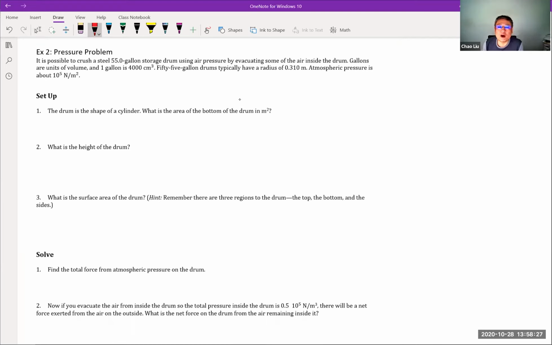To solve this problem, the first thing you have to know is the drum has a shape like a cylinder, right? This is a cylinder, just like the drum. We're given a lot of information here. We're given the radius of this one here. So the radius is 0.310.